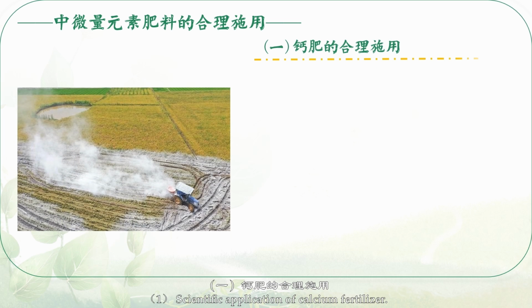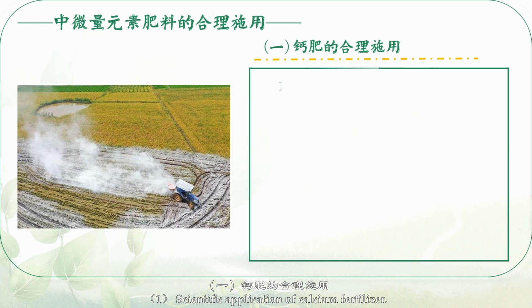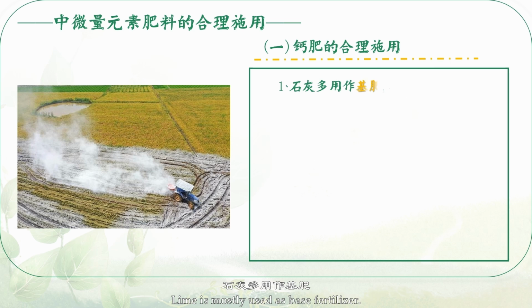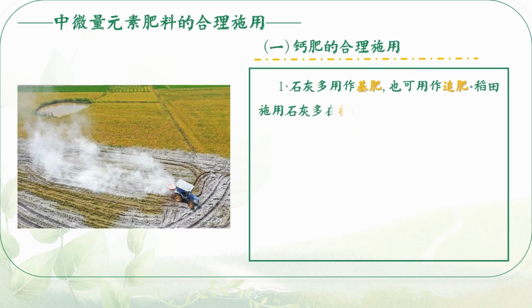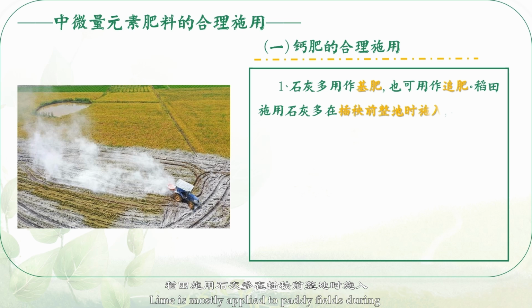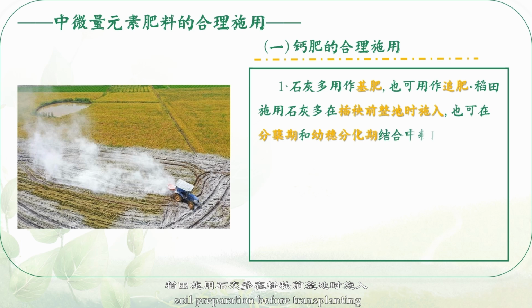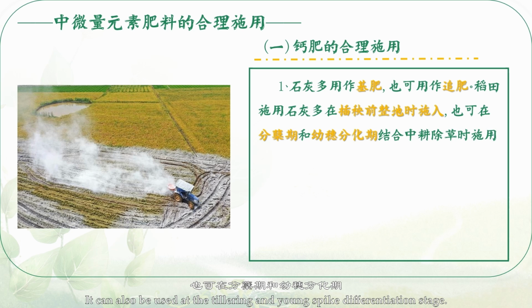1. Scientific application of calcium fertilizer. Lime is mostly used as base fertilizer. It can also be used as top dressing. Lime is mostly applied to paddy fields during soil preparation before transplanting. It can also be used at the tillering and young spike differentiation stage and in combination with intertillage weeding.